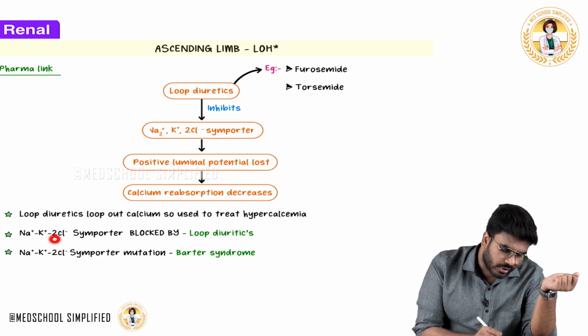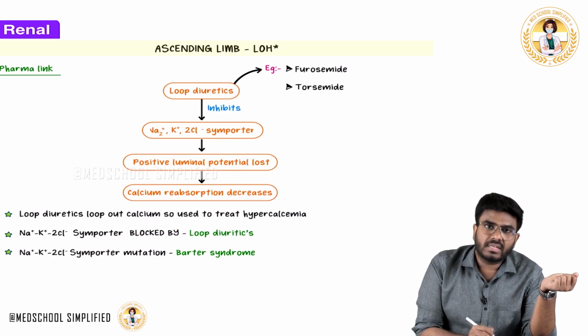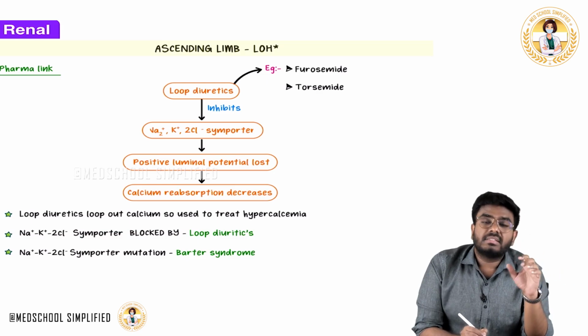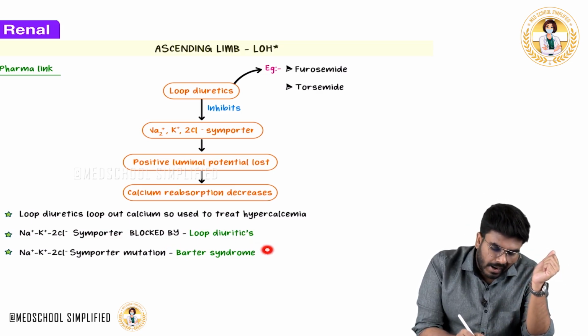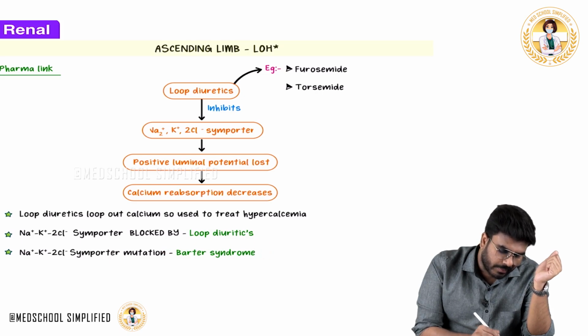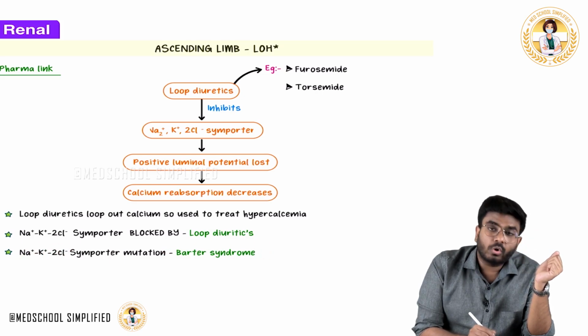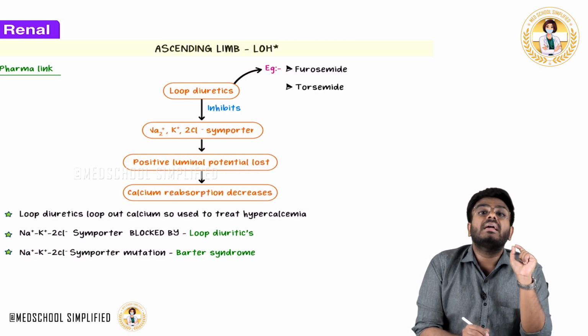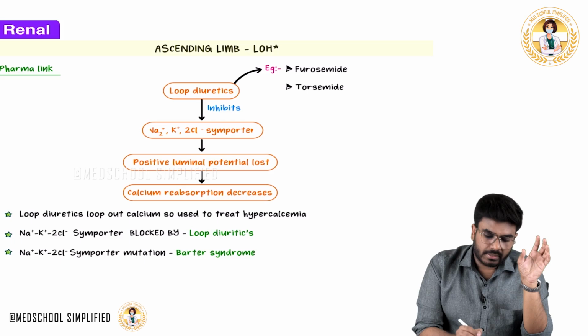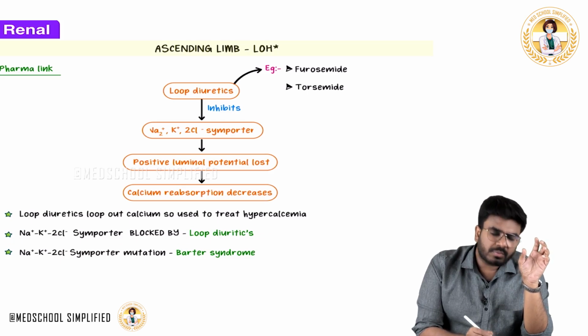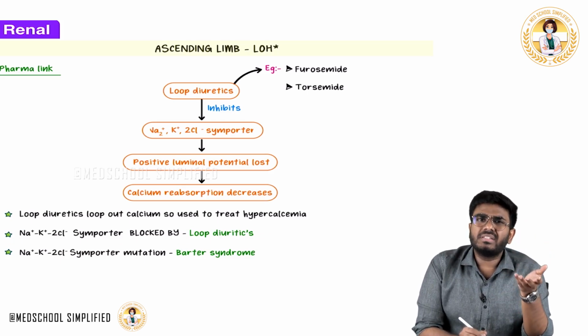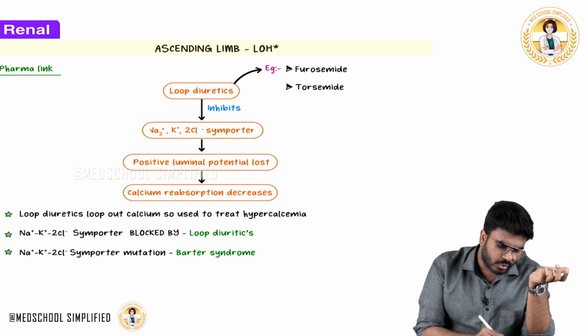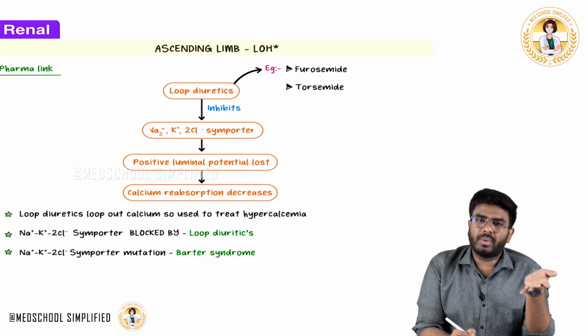Loop diuretics block the sodium potassium 2 chloride importer on the ascending limb of loop of Henle. And there is one disorder which is called Bartter syndrome. In Bartter syndrome, the sodium potassium 2 chloride symporters are mutated. In loop diuretics, the same transporter is inhibited. Loop diuretics inhibit sodium potassium 2 chloride symporters. Bartter syndrome is present by birth.